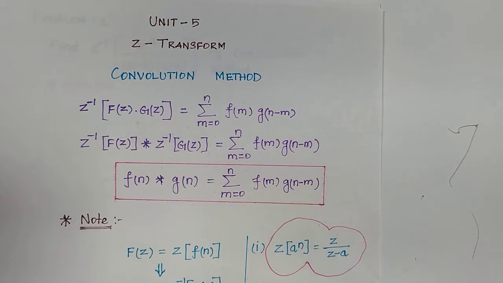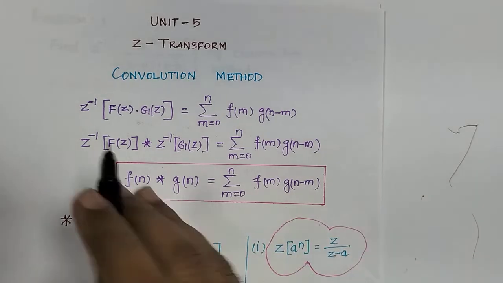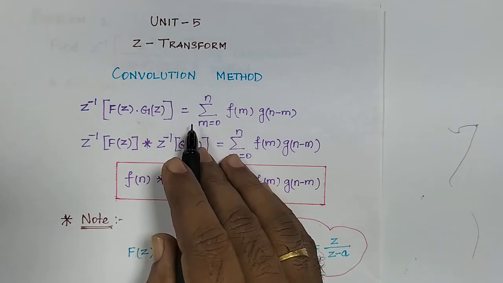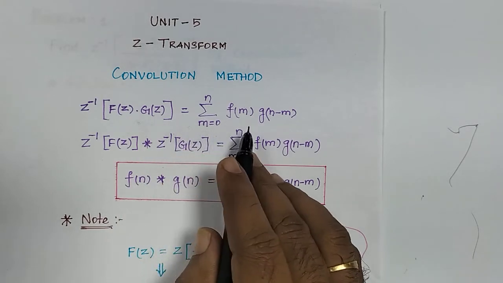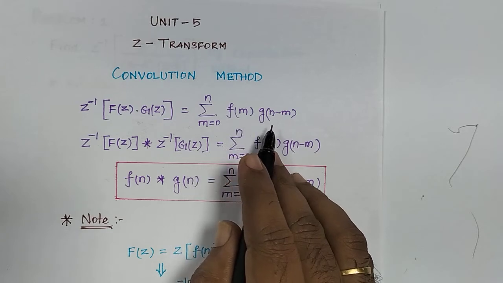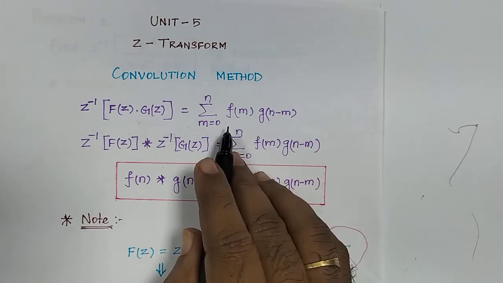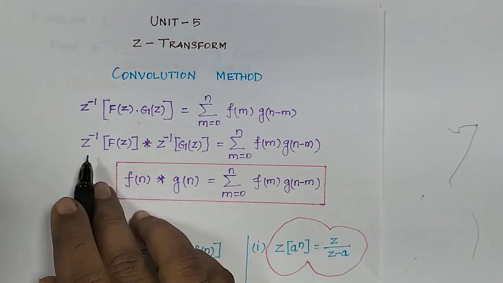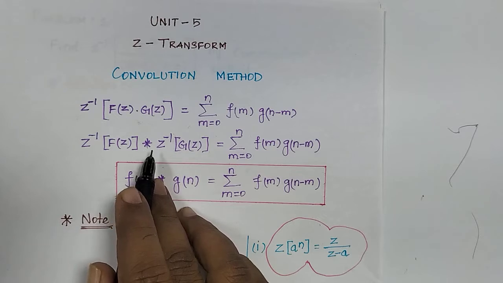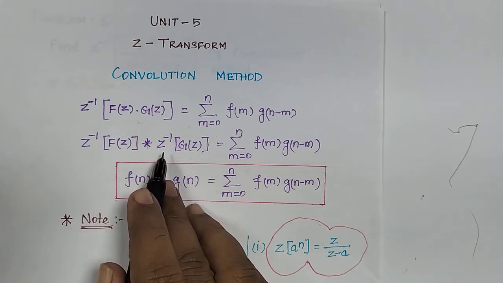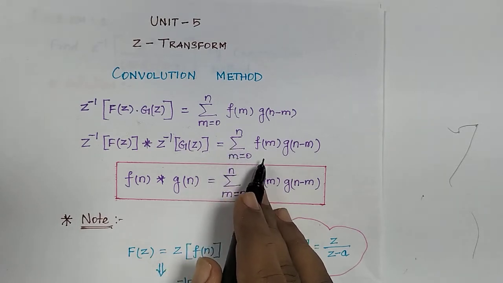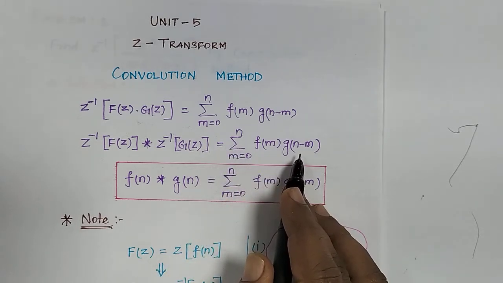It's very simple. Before that we should know the convolution formula, that is Z inverse of F of z into G of z is equal to the sum of m equal to 0 to n, first function f of m, second function g of n minus m. That's very important, m and n minus m. So this Z inverse of F of z I am going to split as Z inverse of F of z star Z inverse of G of z. This star represents the convolution operator, and it is equal to the sum of m equal to 0 to n of f of m g of n minus m.